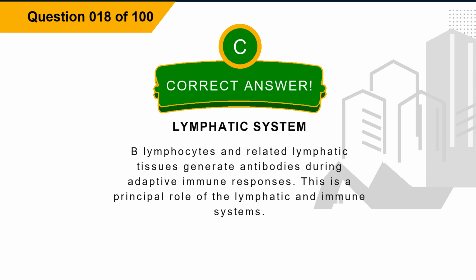Lymphatic system. Explanation. B lymphocytes and related lymphatic tissues generate antibodies during adaptive immune responses. This is a principal role of the lymphatic and immune systems.